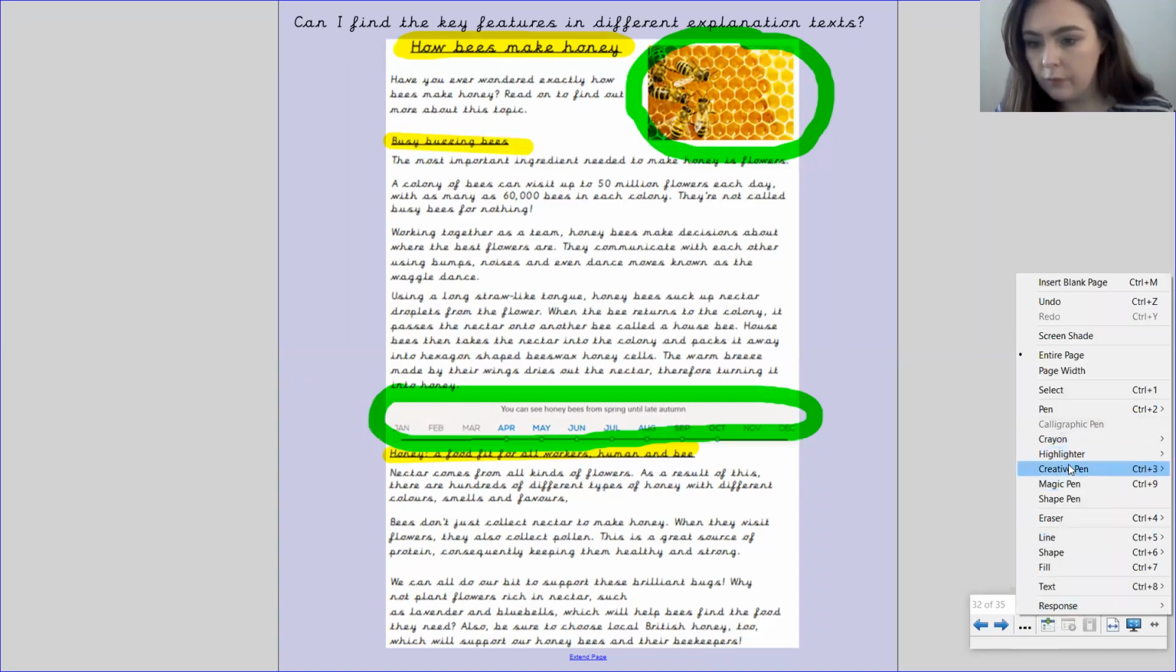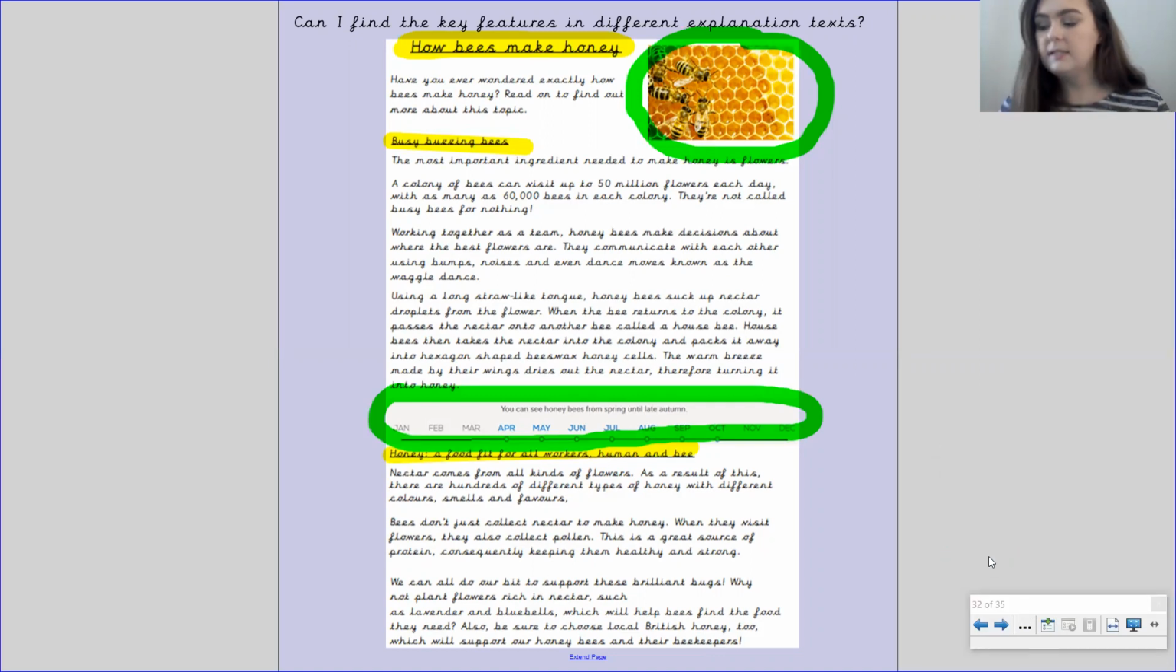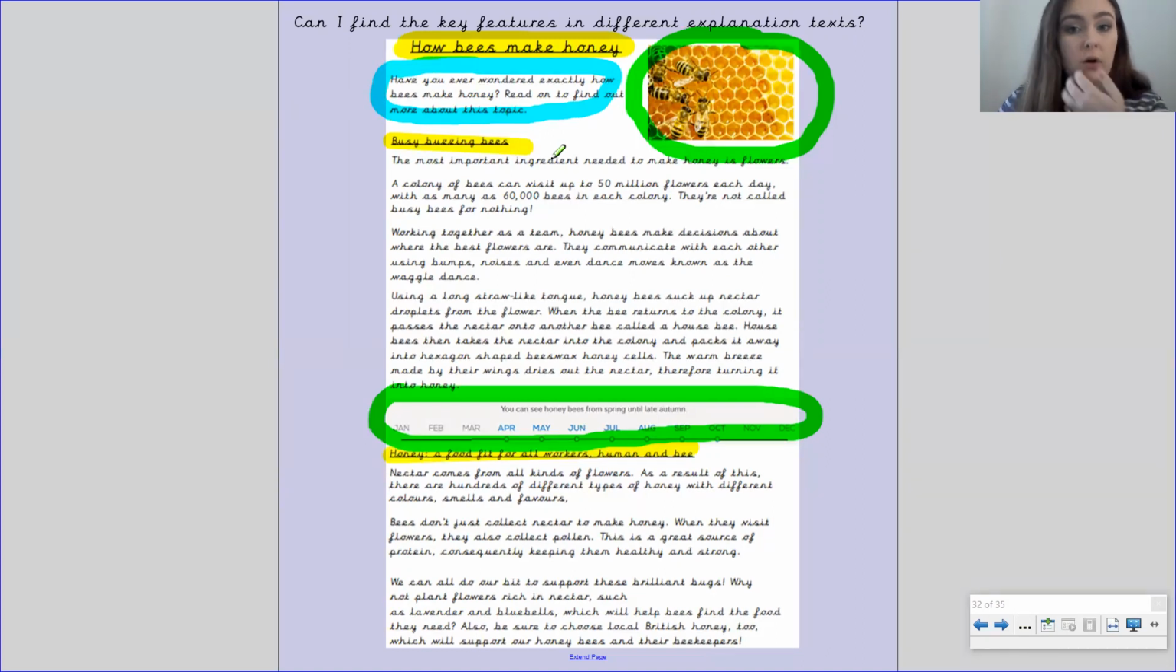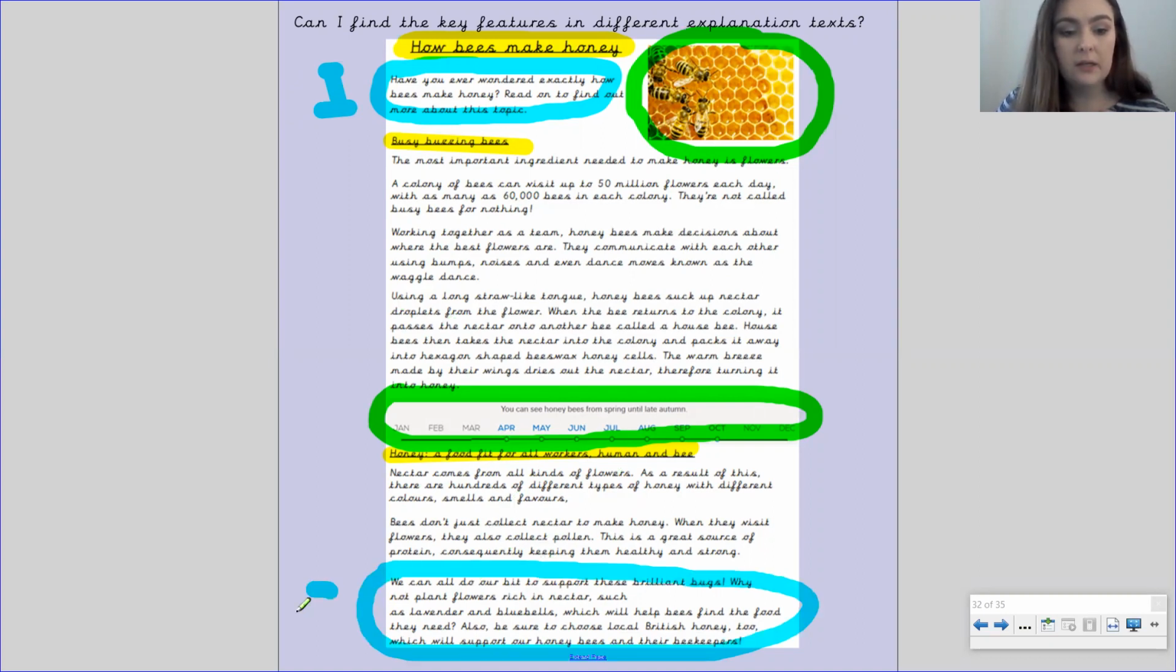Now what we're going to look for is our introduction and our conclusion. Can you see where they are in our text? Well done. So our introduction is just here. Have you ever wondered exactly how bees make honey? Read on to find out more about this topic. So that is our introduction, I for introduction. So where's our conclusion? Well done, it's at the bottom here. So this here is all of our conclusion.